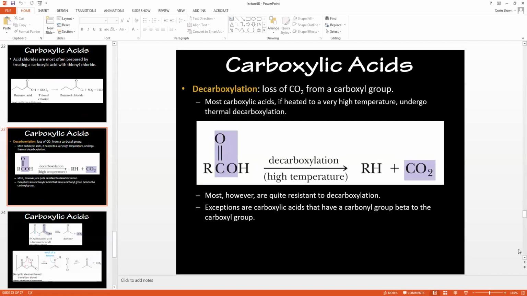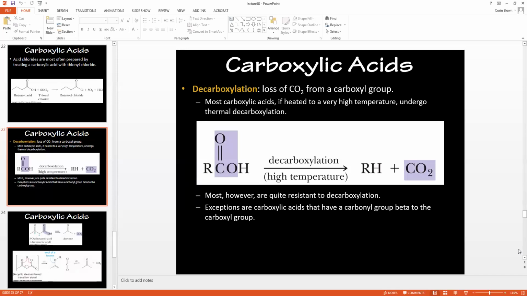And the last reaction mechanism that we're going to be thinking about is decarboxylation. This is the loss of carbon dioxide from a carboxyl group. Most carboxylic acids, if they're heated to a very high temperature, undergo some type of thermal decarboxylation. Why does that matter? Well, if you think about CO2 and what we breathe out, it's not uncommon to have decarboxylation as one way that we're decomposing or breaking down metabolized sugar, fats. So most compounds are resistant to decarboxylation.